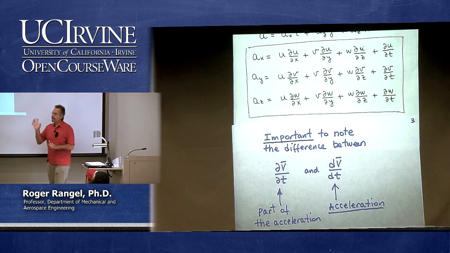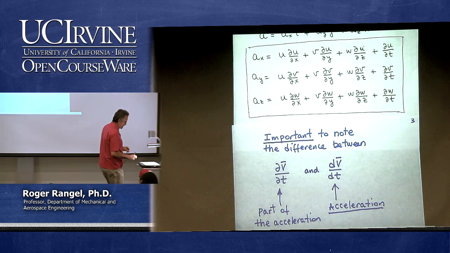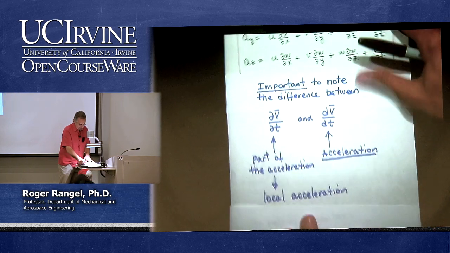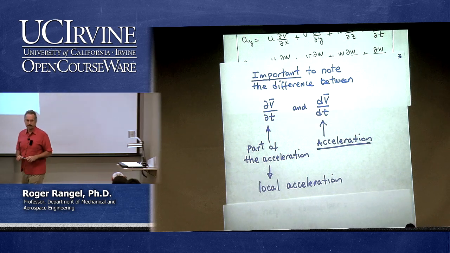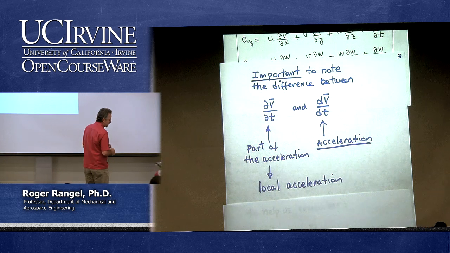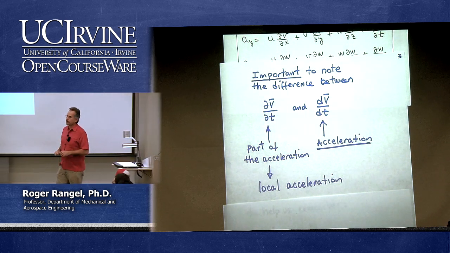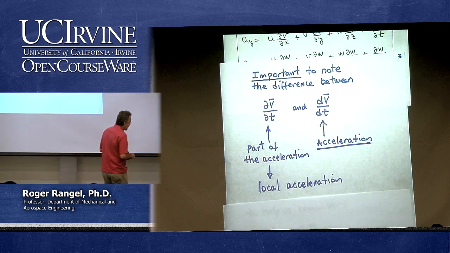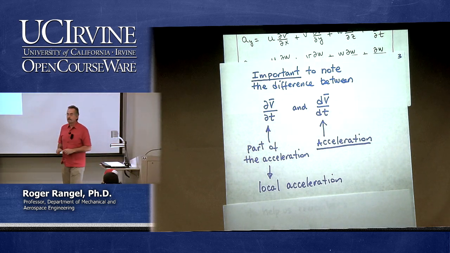What do you think is the implication of that part of the acceleration? If we give it a name, by the way, we call it local acceleration. That's just a name. Don't let it confuse you too much. That part of acceleration we call the local acceleration. It is significant because what happens if a flow is steady?